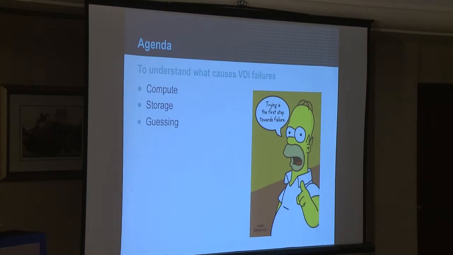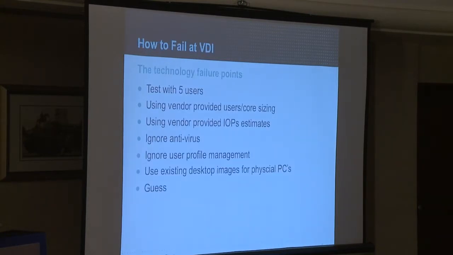So we're going to talk about what I see as causing VDI failures, and this is directly from the customers I work with on a daily basis that are doing this today. The technology failure points I see, and you'll understand why once we dig into the compute and storage layer, start with people testing VDI solutions with 5 users. Five users is not scalability testing, it's not performance testing. It many times doesn't even scale linearly. Things that work with 5 users don't work with 100 users. We're going to dig into that more today as well.